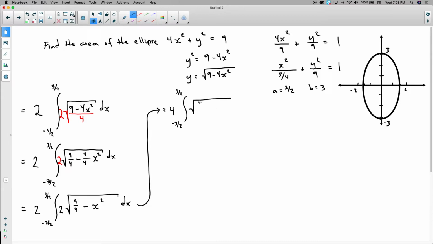And it is the integral of 9/4 minus x squared dx, where I can now see that a is 3 halves. This is a squared, so then that's 3 halves. All right, so then that makes our substitution x equals 3 halves sine theta.